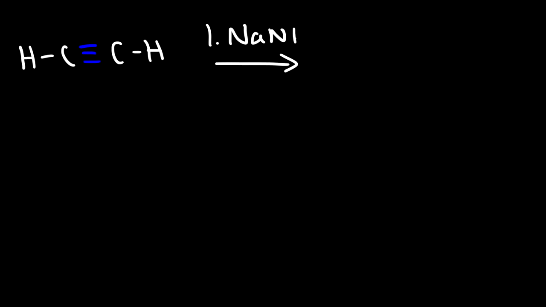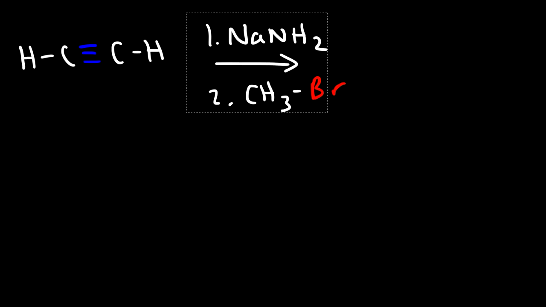Now let's say we have acetylene, which looks like this. It's basically a 2-carbon molecule with a triple bond in the middle. What's going to be the major product if we react it with, let's say, sodium amide followed by methyl bromide? So go ahead and try this problem. So what do you think the major product will be in this reaction?